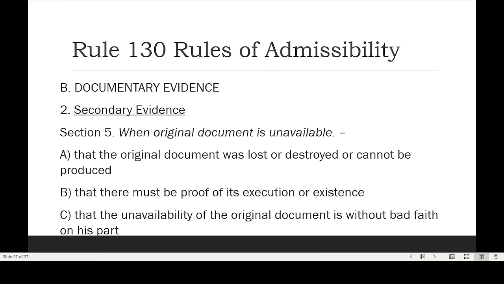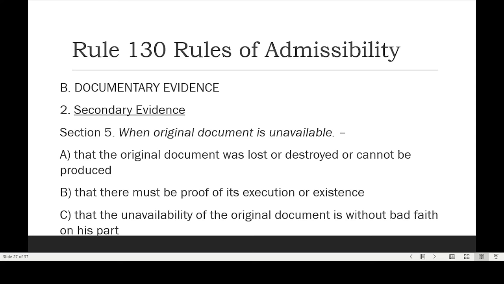Okay, dissect natin. Ano ba ang requirements para maka-prove tayo or maka-present tayo ng secondary evidence? So by the way, ang secondary evidence is that documentary evidence when the original cannot be presented in court. So gamitin natin ang secondary evidence. Okay, dissect natin ang section 5. Ano ba ang requirements para maka-present tayo ng secondary evidence?